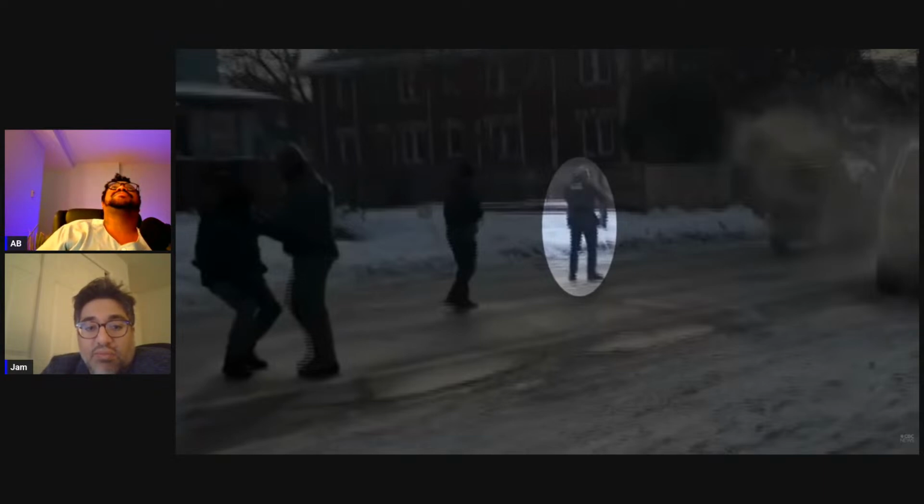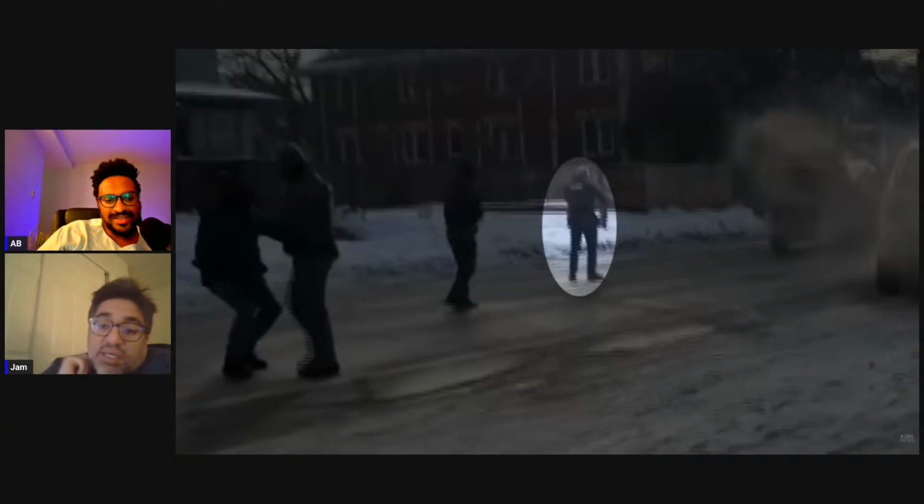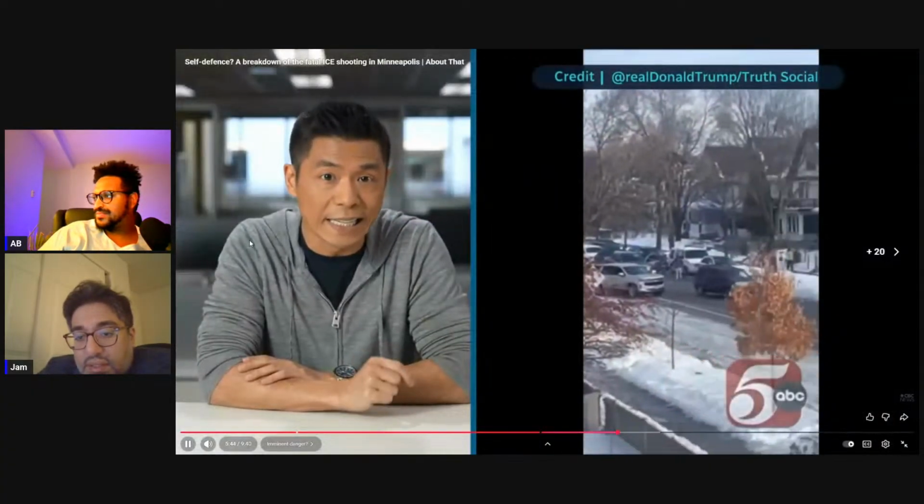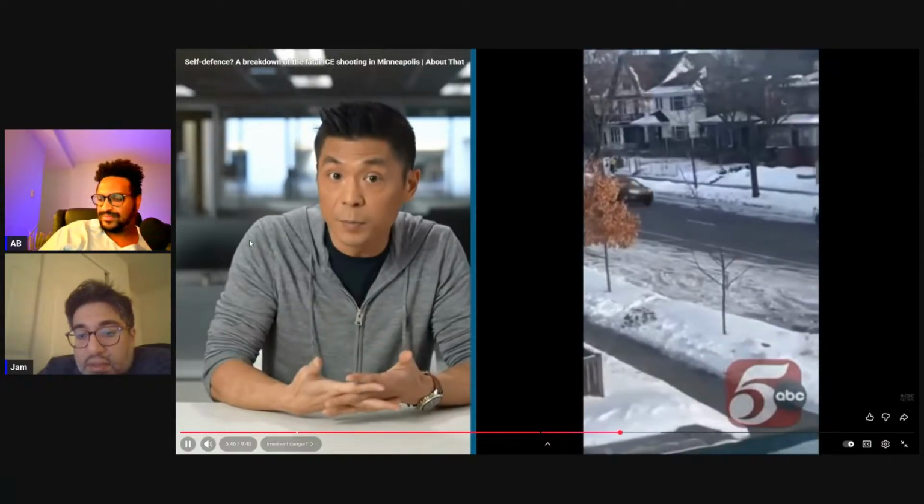He literally aimed while she was driving away. Why would you shoot? Are they going to show the other angle? Standing, he was indeed hit. From this angle, it does seem possible.